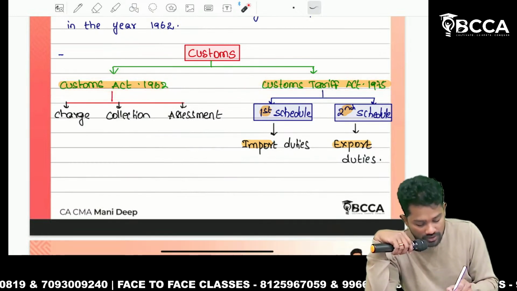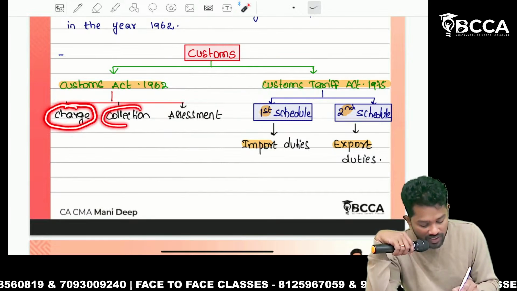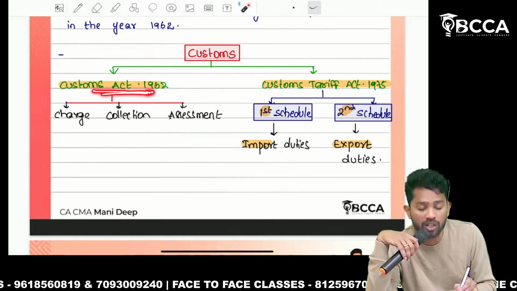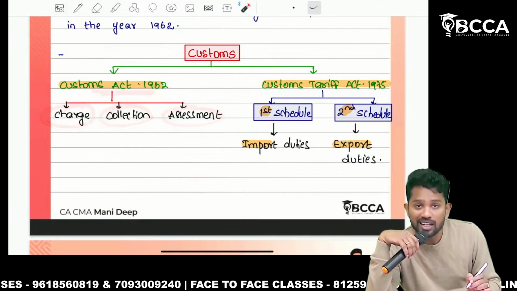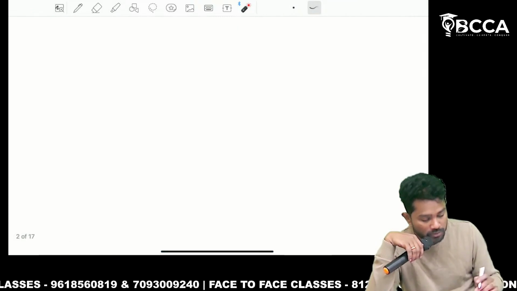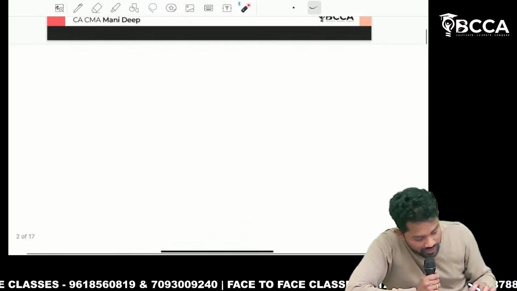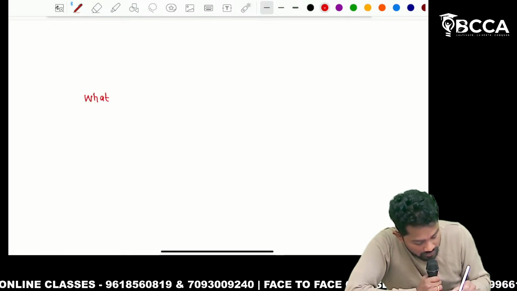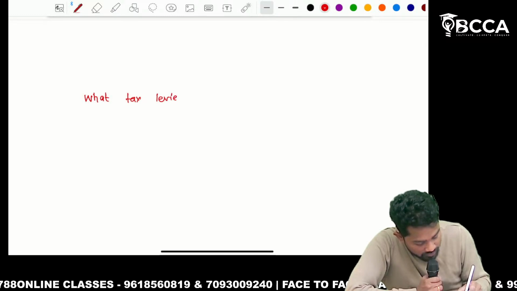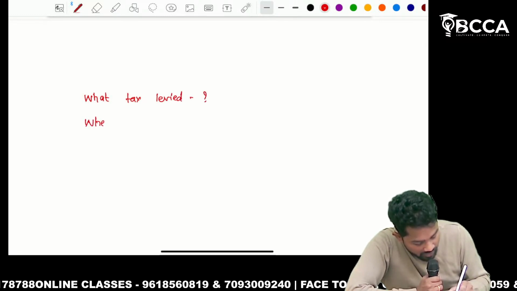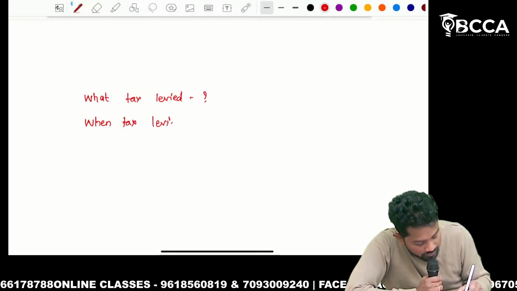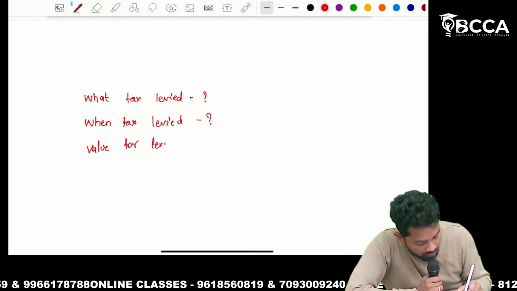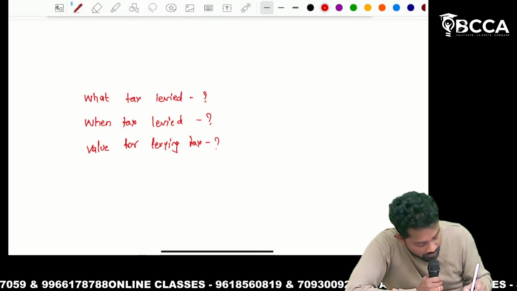This Customs Act 1962 consists of provisions related to what? Charge, collection, and then assessment. Let me explain further with respect to charge, collection, and assessment. Sir, on what tax has to be levied? When tax has to be levied? And what is the value for levying tax? These kinds of questions.